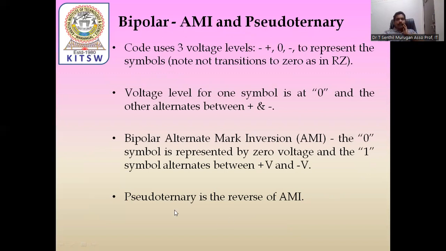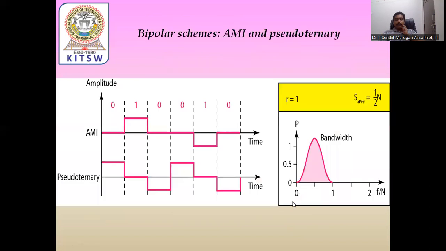Pseudoternary is the reverse of the AMI. You see the diagram. First, wherever 0 is there, that is 0 only. But if 1 is there and previously positive, then the next one is negative voltage. If in case 1 is there, here positive will come. So that is alternate mark inversion.